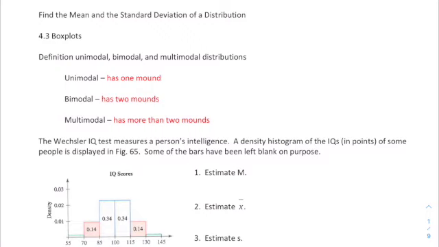So unimodal has one mound, and bimodal has two mounds. Multimodal has more than two mounds. In other words, it's peaks: one peak, two peaks, or more than two peaks. So that's pretty much it.